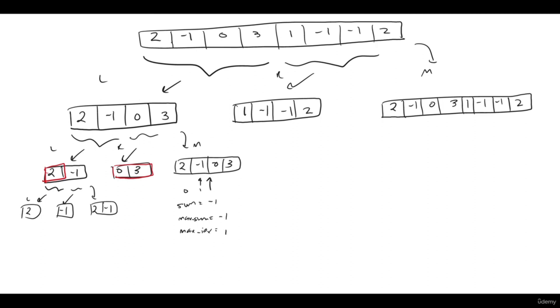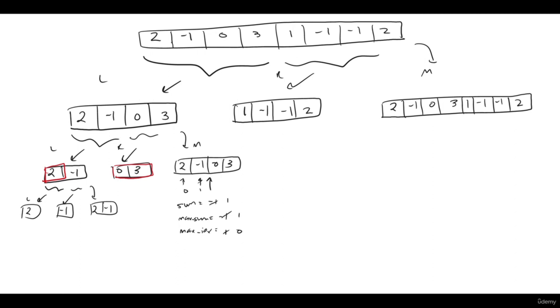And then we scoot over here and we go, okay, does adding 2 to our left side increase our maximum sum? We know that our running sum is now 1. And did it increase our maximum sum? And the answer is yes. It went up from -1 to 1. And so we change our max index to be 0 on the left side.